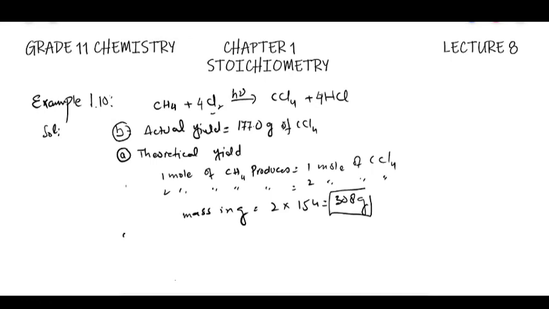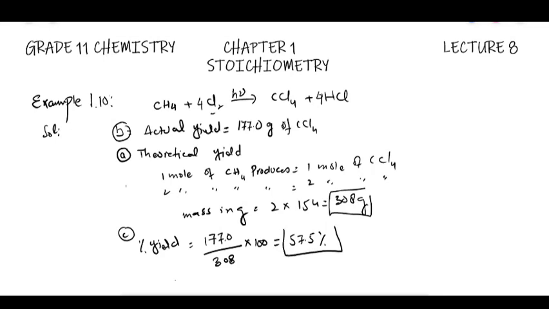Now we come to the third part, that is the percent yield. So the percent yield is equal to the actual yield, that is 177.0 grams, divided by the theoretical yield, that is 308 grams, multiplied by 100, and this is equal to 57.5%. Now this reaction goes to completion and forms 57.5% of the product, that is CCl4 at the end.